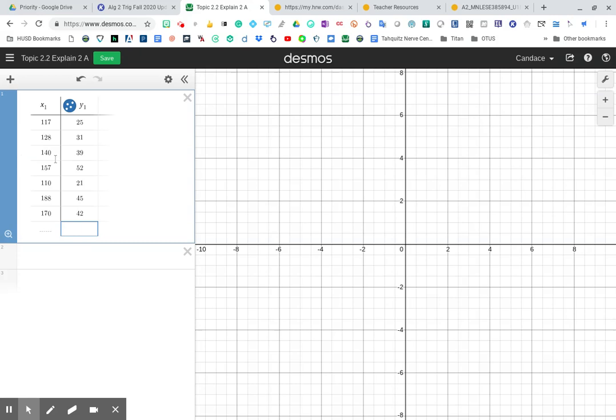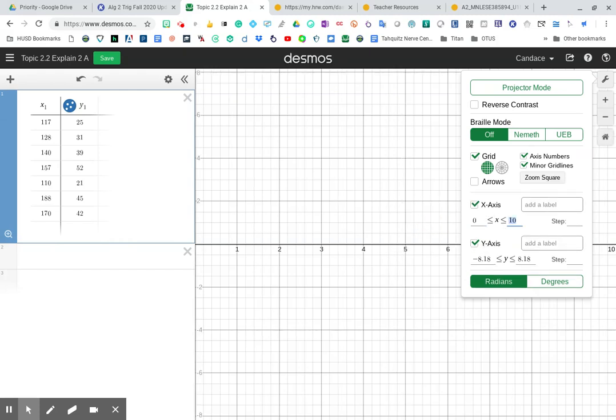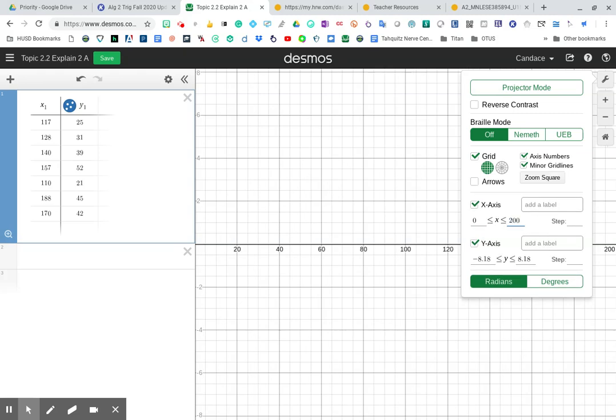That's because I don't have the domain that the function needs. Look at this. These are all in the hundreds. I don't have that kind of domain, and I definitely don't have this kind of range either. So I'm going to go to the wrench, and I'm going to reset my scale here. So I'm going to take X from maybe 0 to maybe 200.